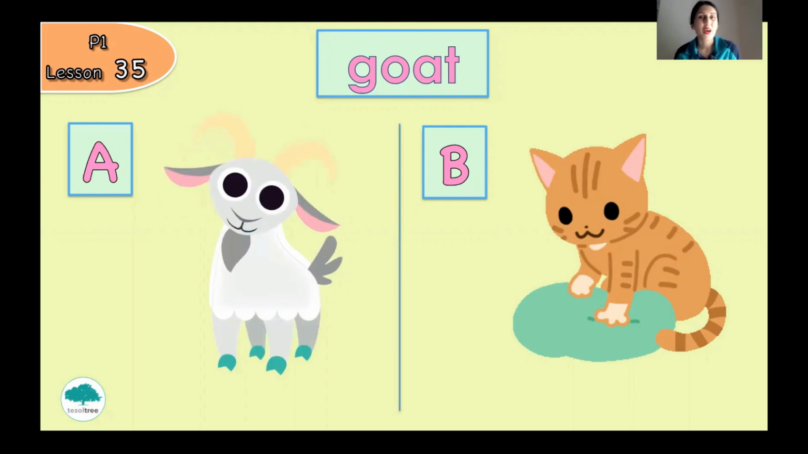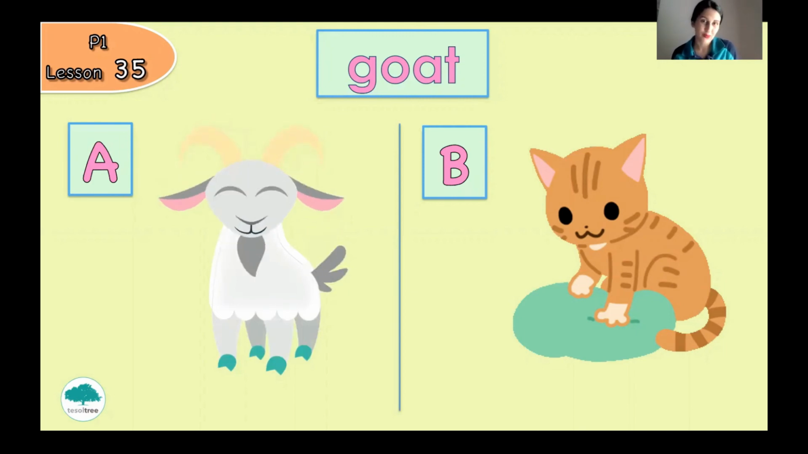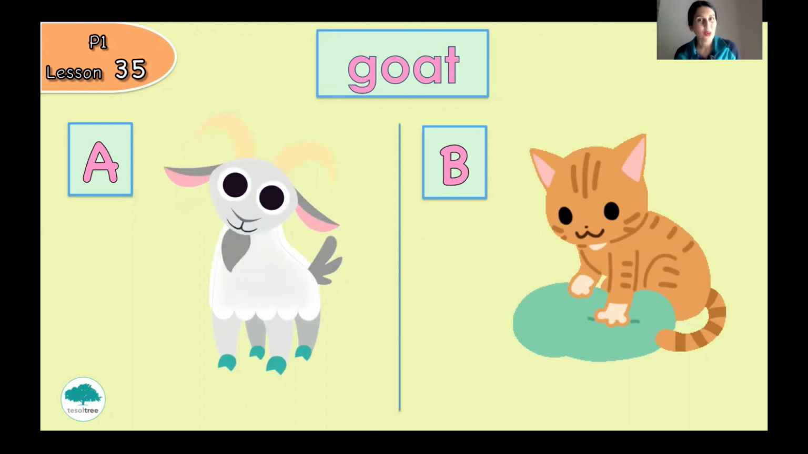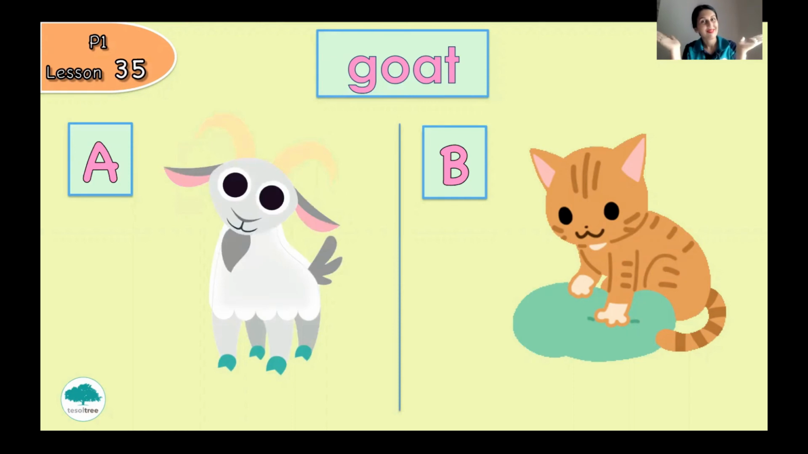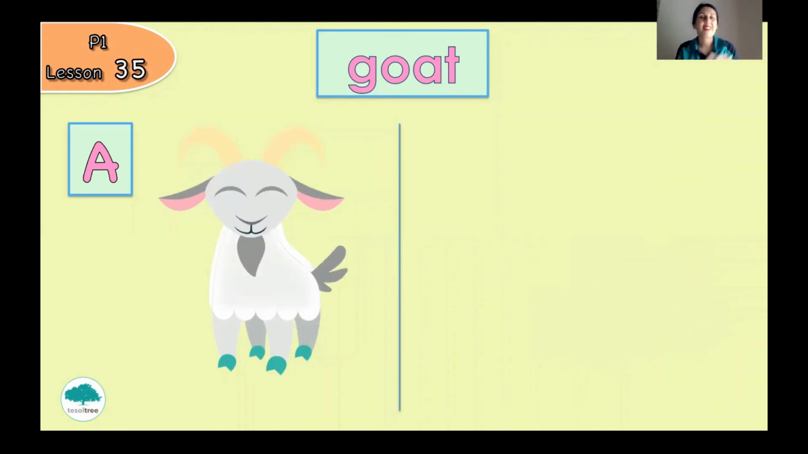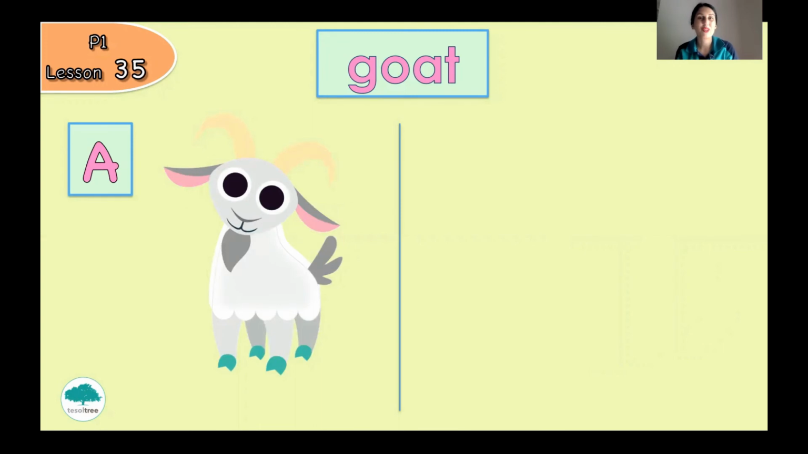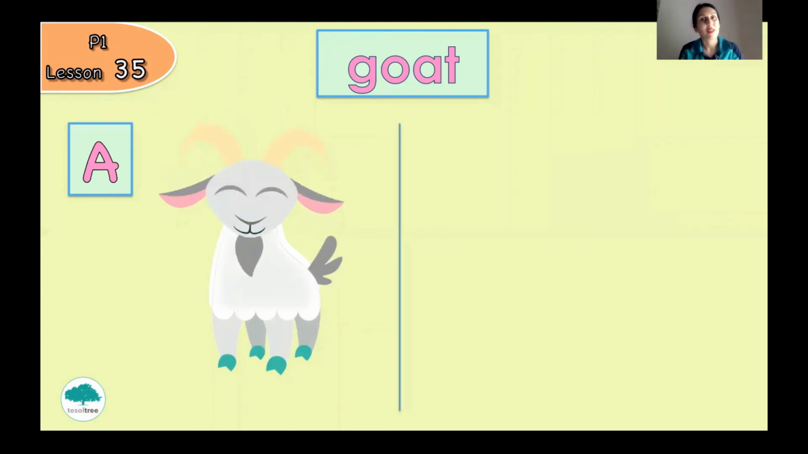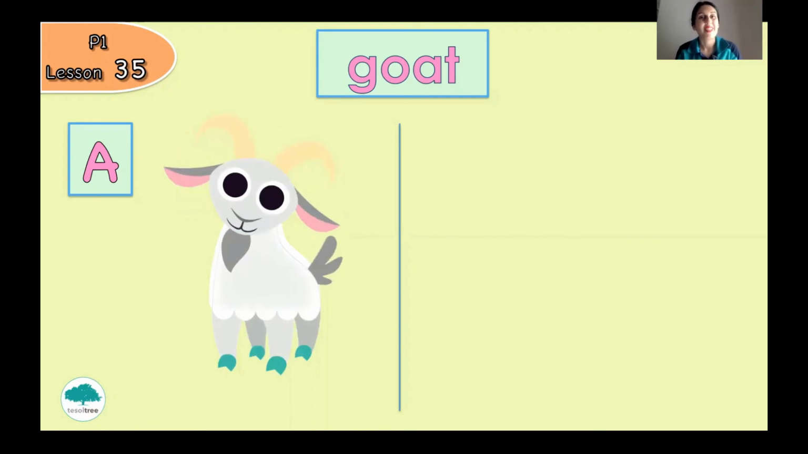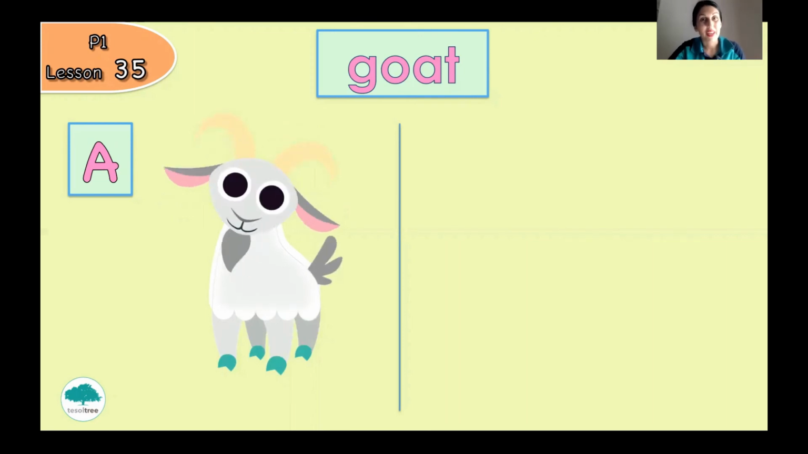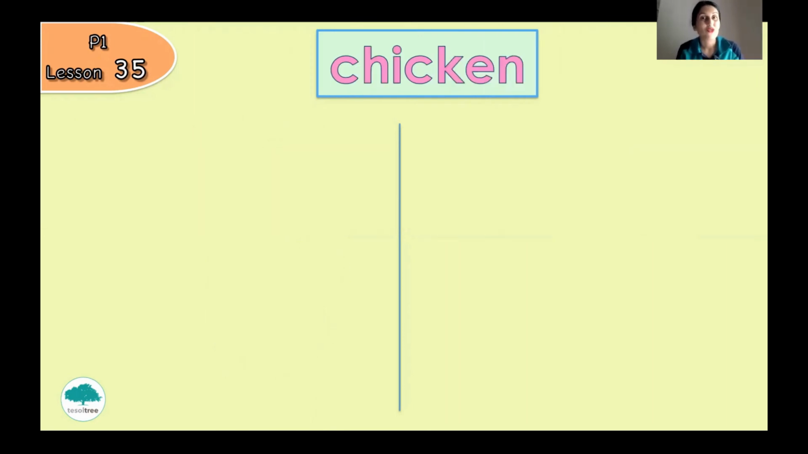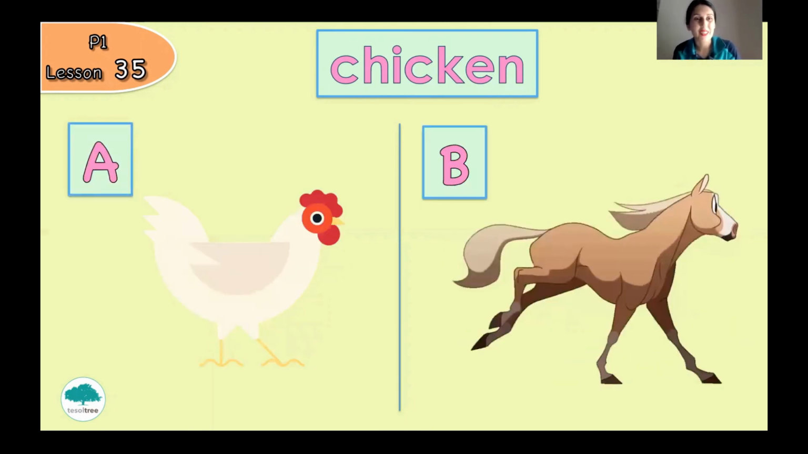So, P1, where is the goat? Which letter do you want to choose, A or B? Okay, that's correct. We have to choose letter A, because this picture matches the word. This is a goat. Okay, let's have a look at the second word, chicken. And we can see 2 pictures.